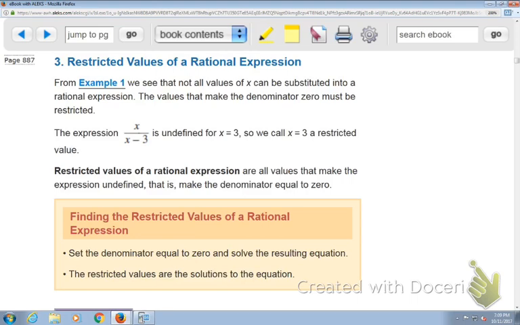to our domains. So when you're asked to find a domain, your denominator cannot equal 0. Everything else is fine so far. So wherever your denominator equals 0, we have to cut out of the domain.